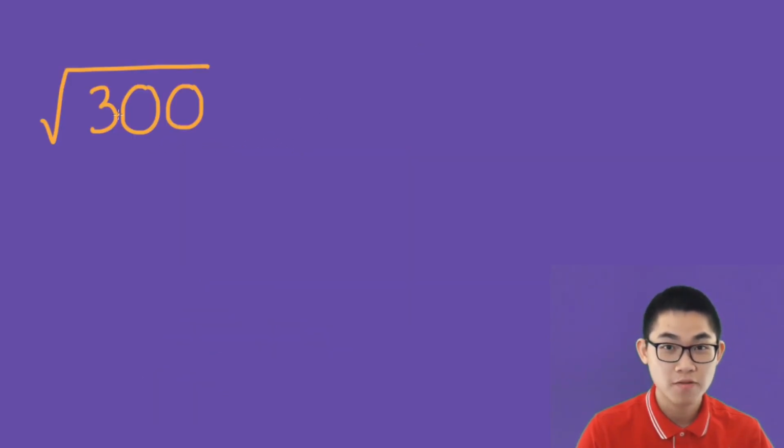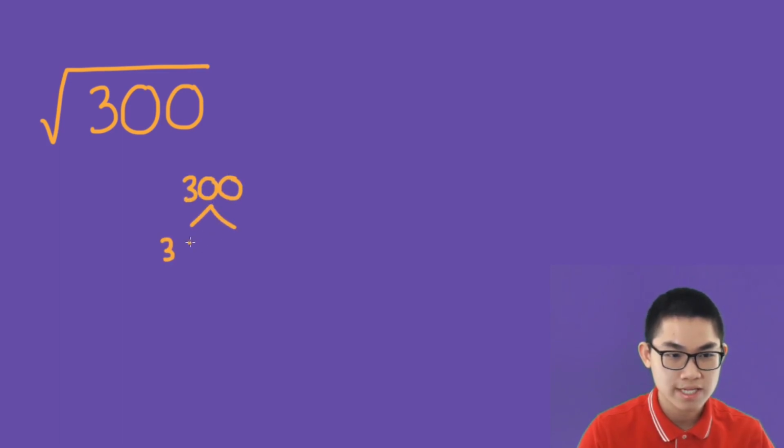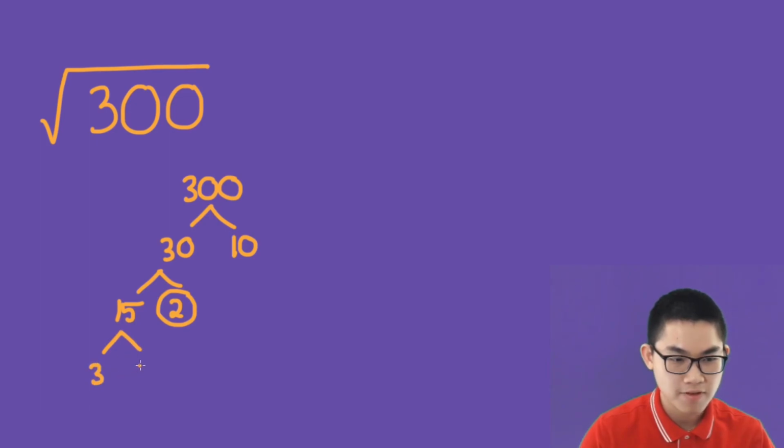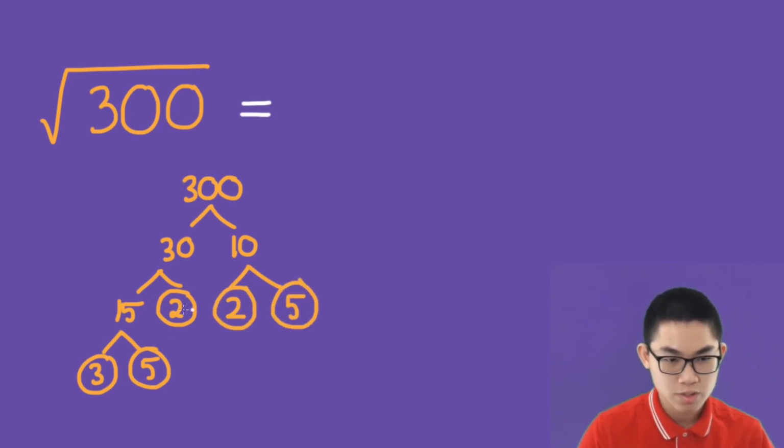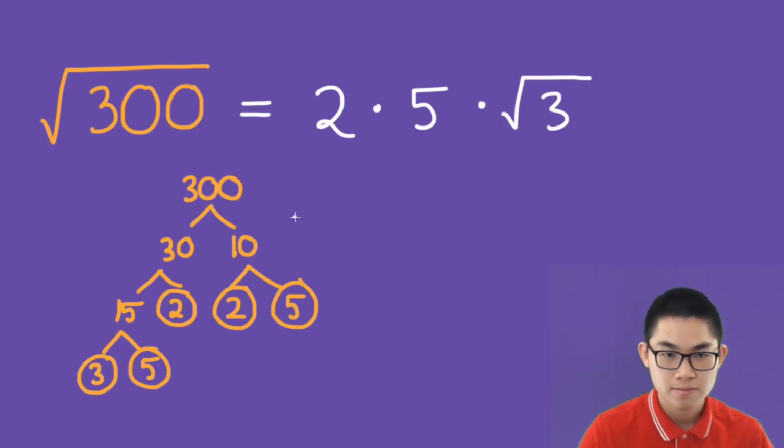How about the square root of 300? Well, 300 is going to be equal to 30 times 10. And 30 is 15 times 2. 15 is 3 times 5. 10 is 2 times 5. We see 2 2's here, so that's a 2. We see 2 5's. That's a 5. We see 1 3. Square root of 3. And 2 times 5 gives you 10. And we have the square root of 3.